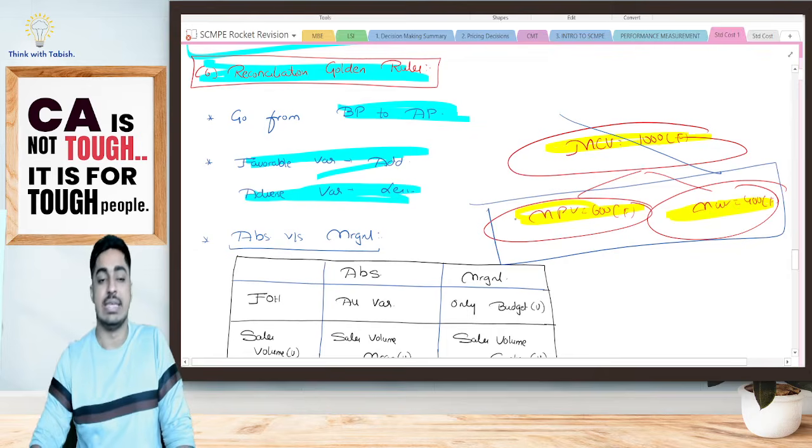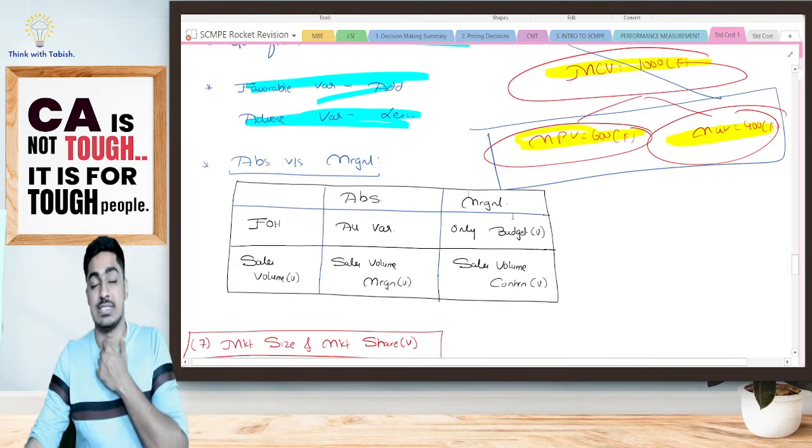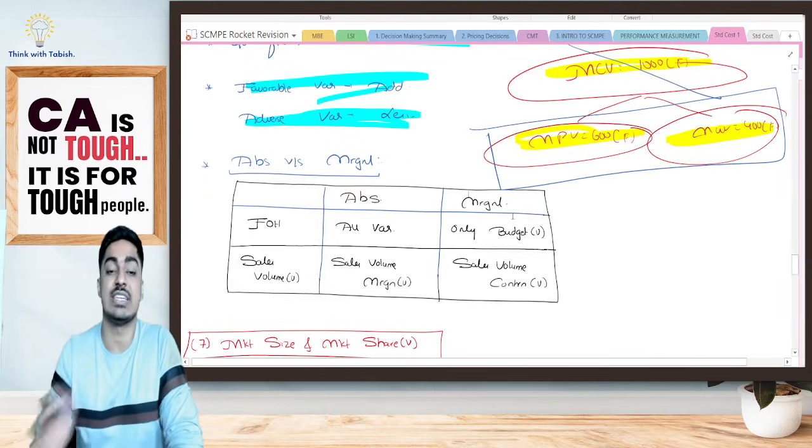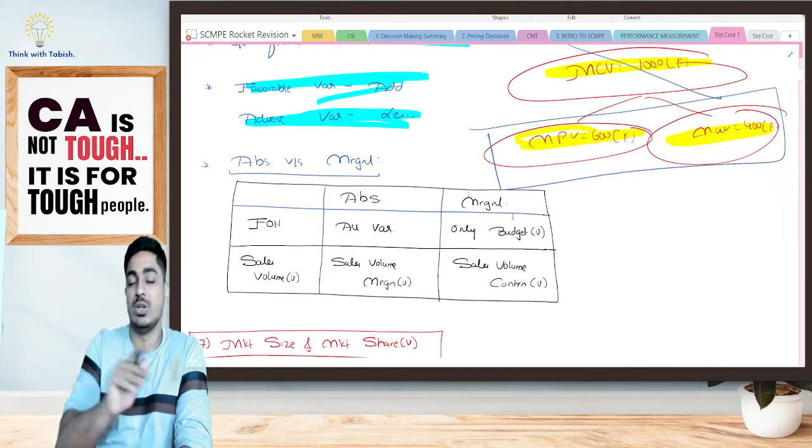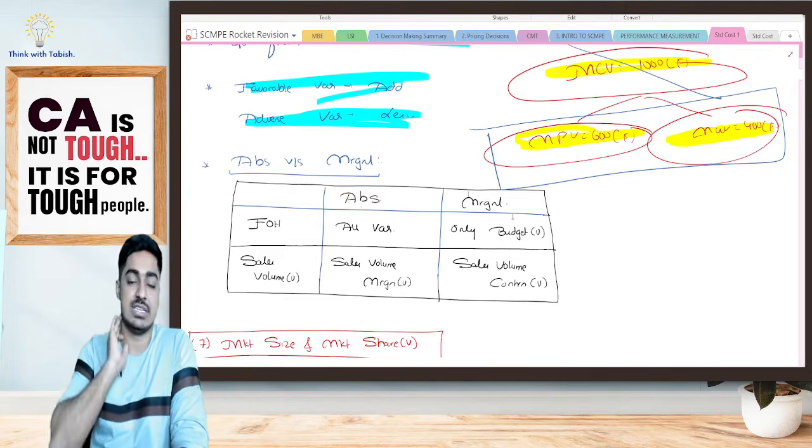Okay, fine. Then, what is the difference? If the question is asking you to do reconciliation as per absorption as well as marginal, two differences are there; except for that, everything else remains the same.